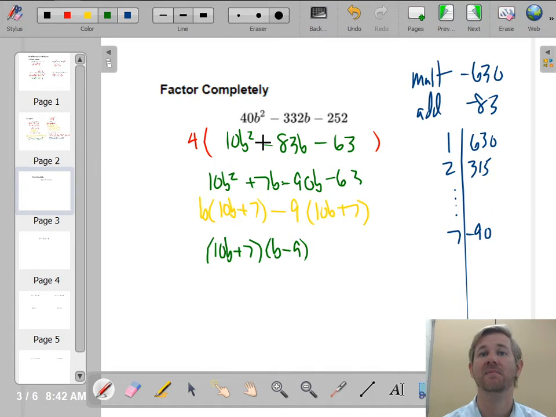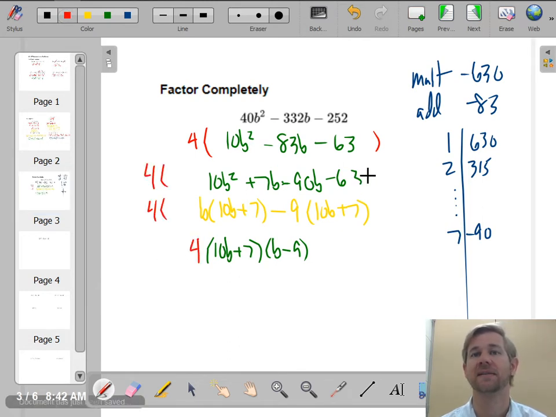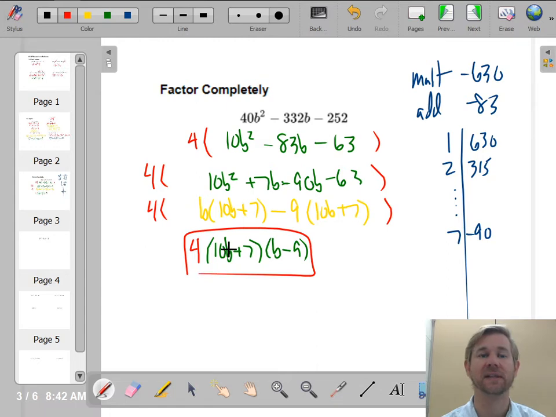Now I've got the middle factored, but I did have that 4 on the outside, so even though I haven't been writing it, that 4's been out here. Okay, I'm going to just write it down in the end and say, okay, that's it. That is my completely factored polynomial. If you want to check your answer, you can FOIL this out, and then you can distribute the 4, and you should end up back where you started. So let's keep going.